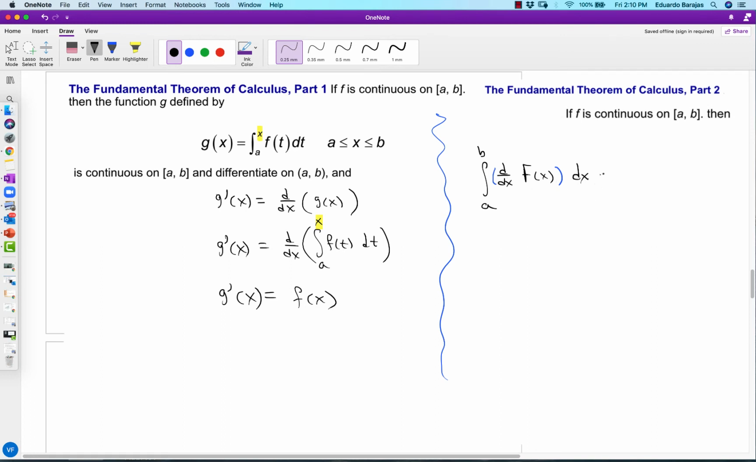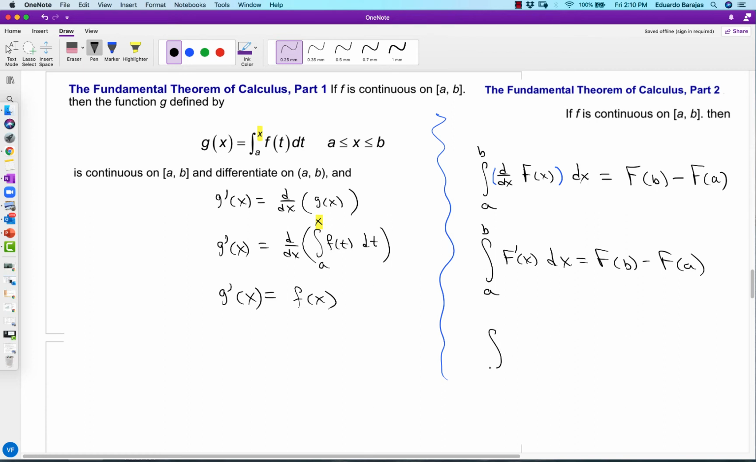And again, these two operations kind of undo each other, and the result is going to be this function right here, except with a little bit of a twist. It's going to be equal to that capital F function evaluated at b minus that capital F function evaluated at a. Good? That's what that's saying. Another way of describing this is to write it as the integral from a to b of f prime of x dx equals f of b minus f of a.